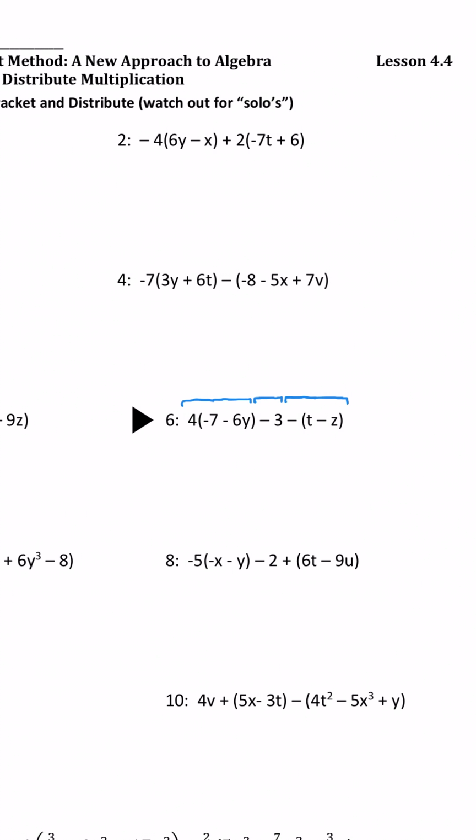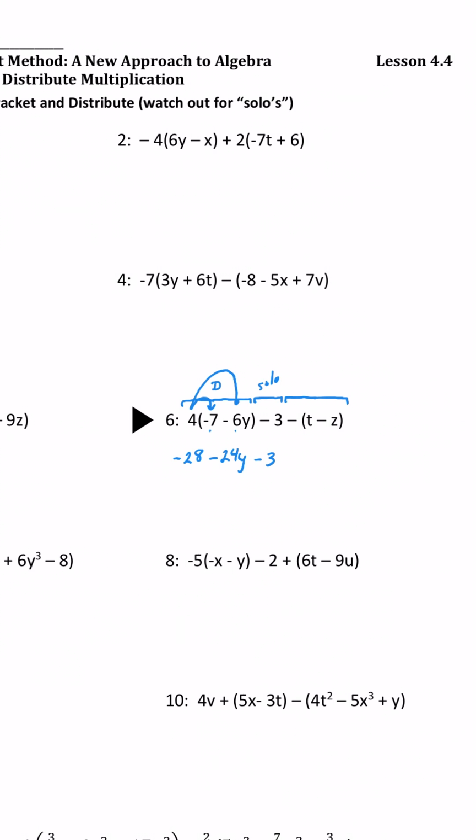However, let's get going. Again, 2 in the house, we know it's a distribute problem. First arrow, +4 times -7, we got the -28. Second arrow, +4 times a -6. Again, one negative makes the whole thing negative. So it's -24y. We know what to do with those solo artists. Just bring them down. Remember to bring the sign down also.